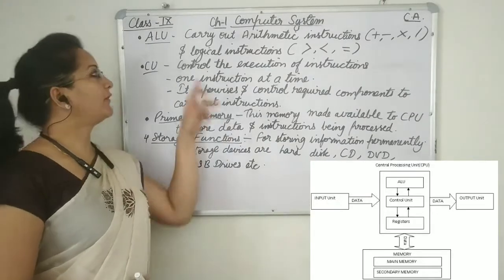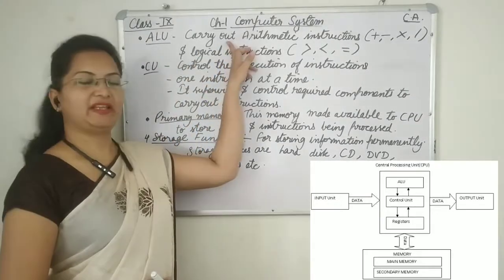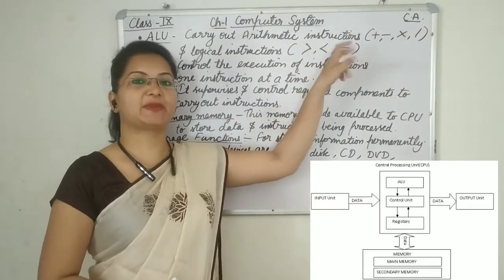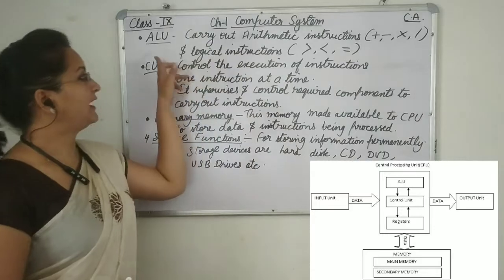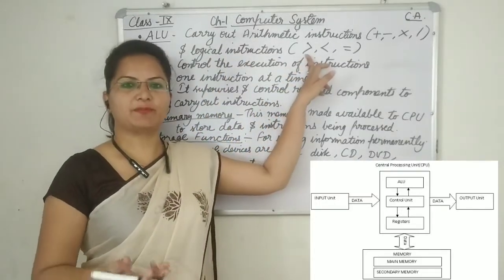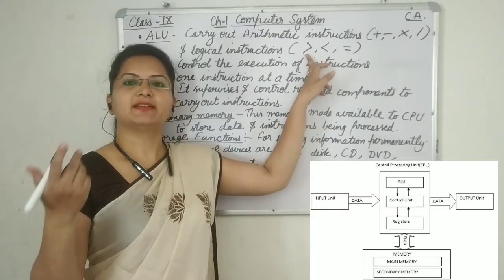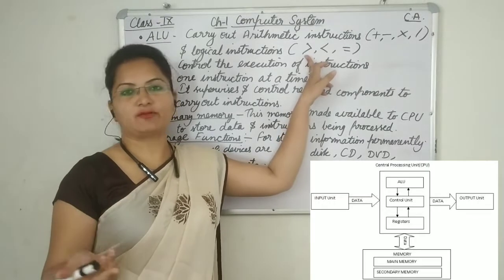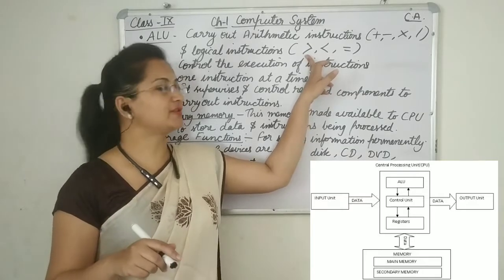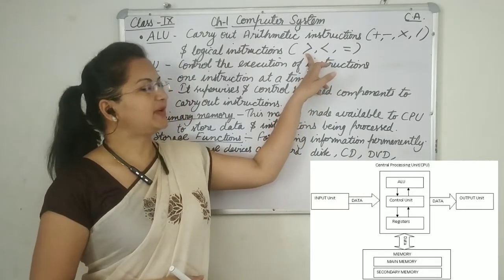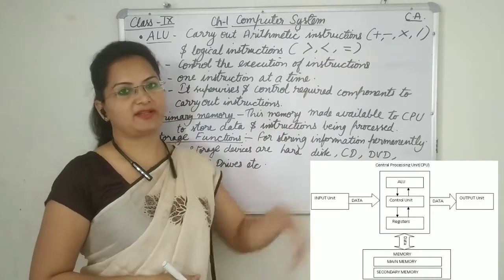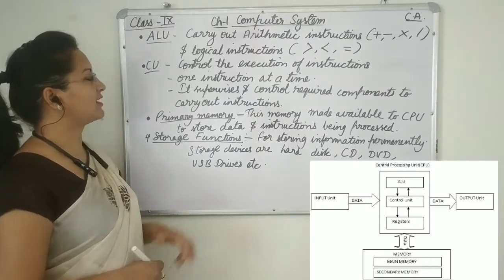First of all, ALU means arithmetic and logical unit. It will carry out arithmetic instructions, meaning plus, minus, multiply and divide. And it also handles logical instructions, which can simply be used for comparing. That means the answer will be either 0 or 1, that means false or true. 1 means true, 0 means false. So here we can compare two or more operands, like greater than, less than, equal to, etc. These can be used for logical instructions.